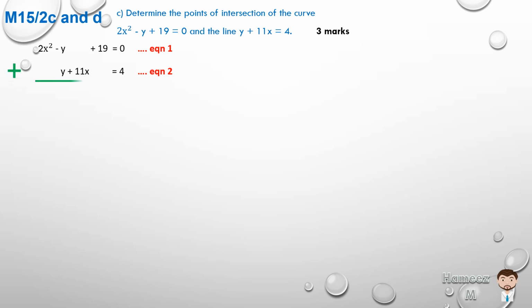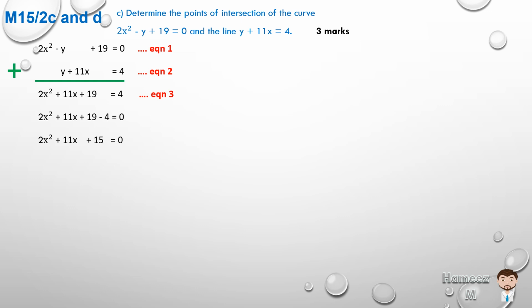So if we add the two equations, then we're going to get 2x squared, and the minus y plus y will cancel, plus 11x plus 19 is equal to 4. And we can bring everything across onto the left-hand side. So 2x squared plus 11x plus 19 minus 4 is equal to 0. So 2x squared plus 11x plus 15 is equal to 0.